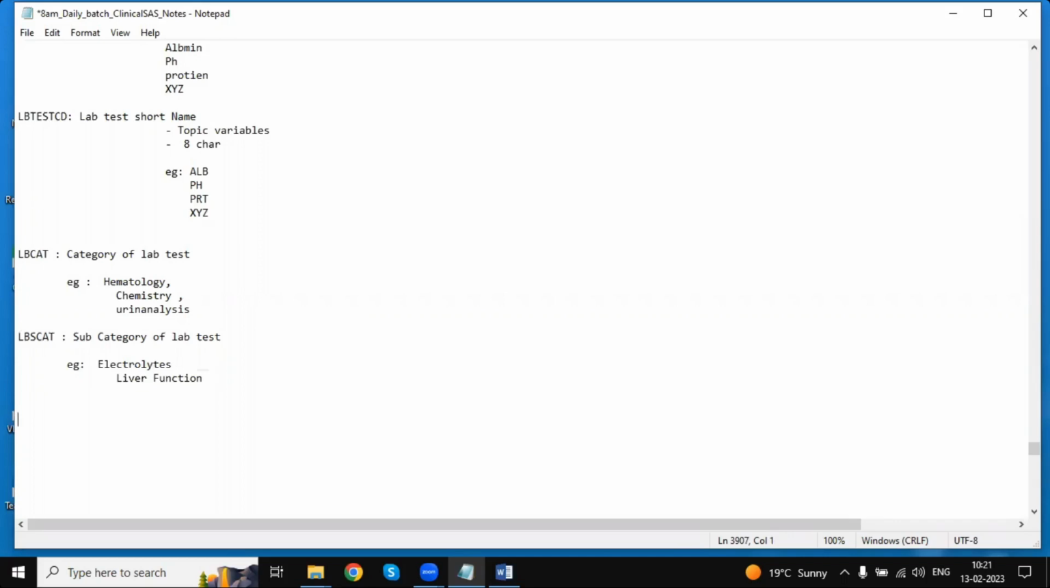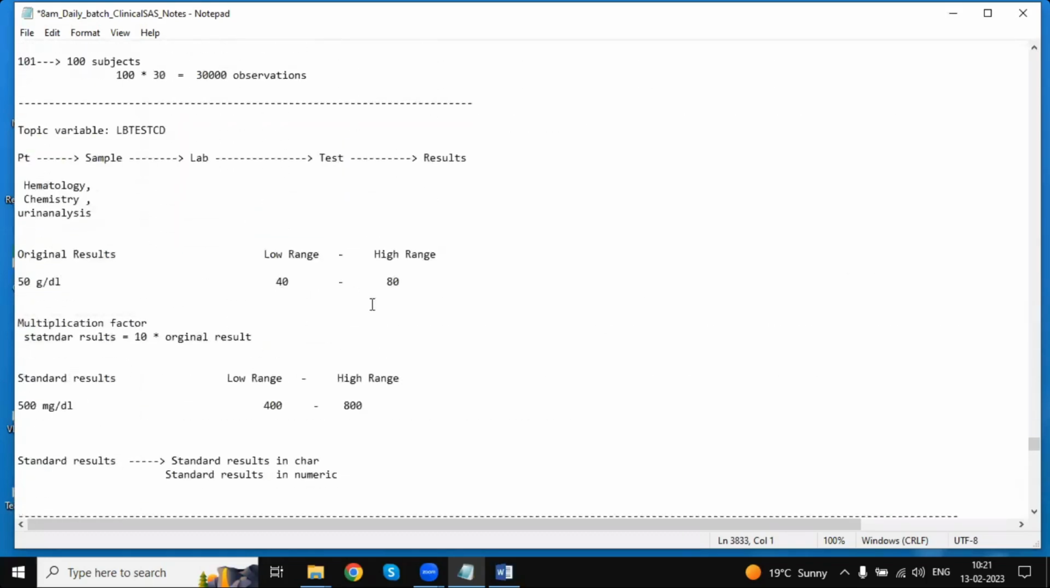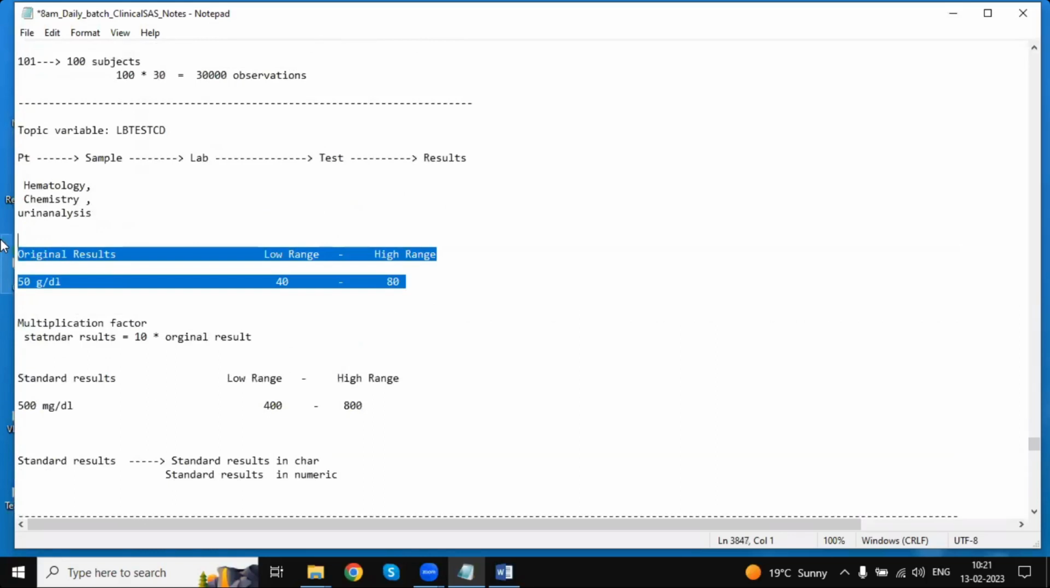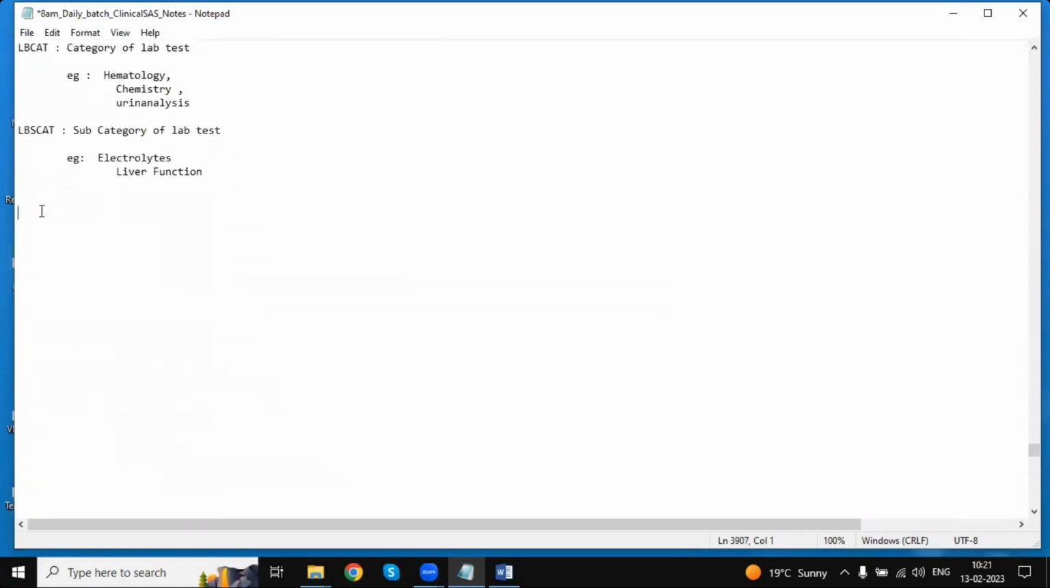Okay. Like these subcategories, you can give it. Now come to results. Now we have to capture the results. First, we'll capture the results. See what are the variables here? So first variable, laboratory original result, LBORRES. Variable name is LBORRES.